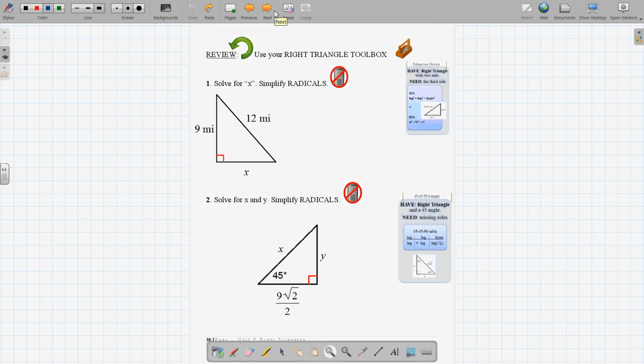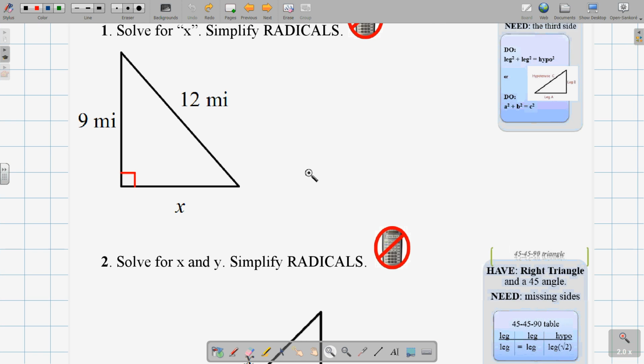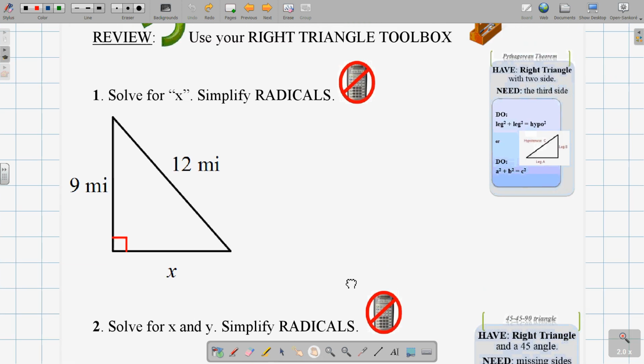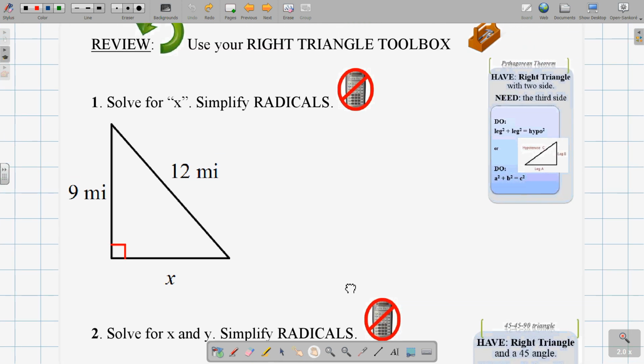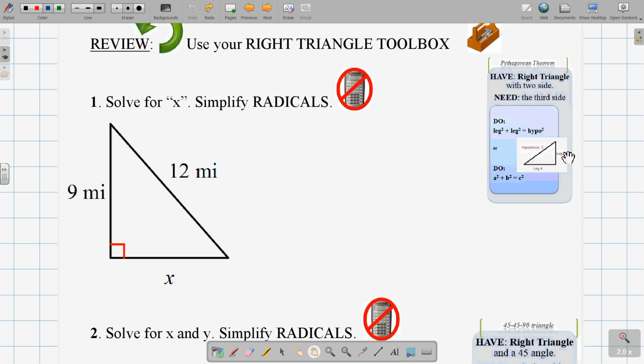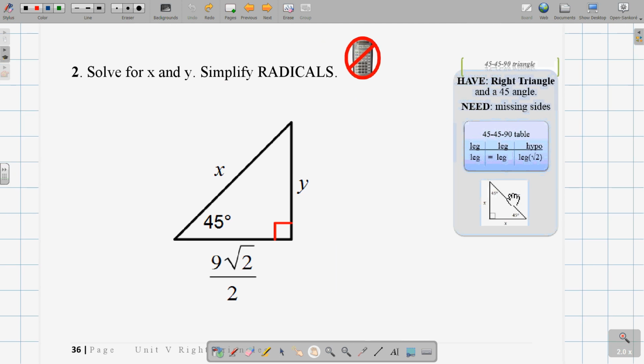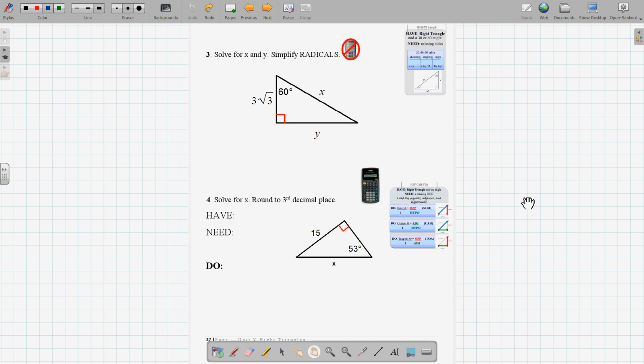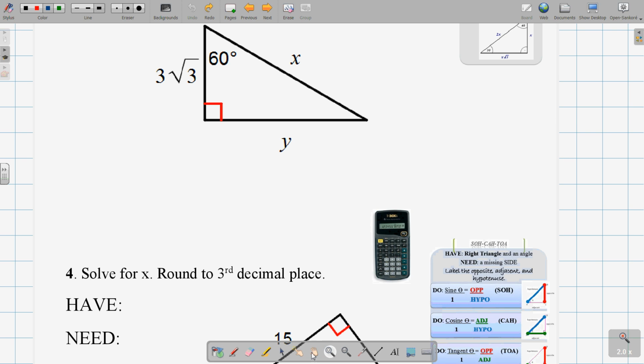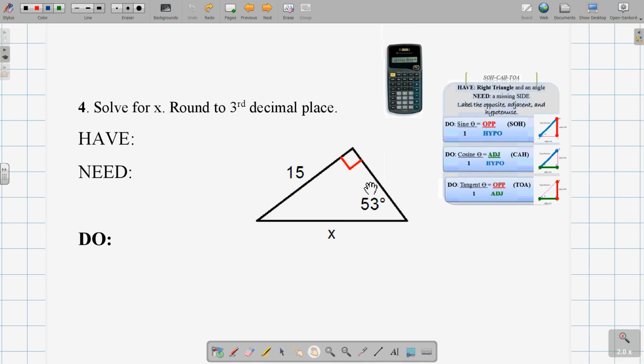Your right triangle toolbox. So far, you have 4 tools under your belt. Tool number 1 is solving with the Pythagorean theorem using simplified radicals. Tool number 2, the 45, 45, 90 table. Tool number 3, 30, 60, 90 table. And tool number 4, SOH CAH TOA.